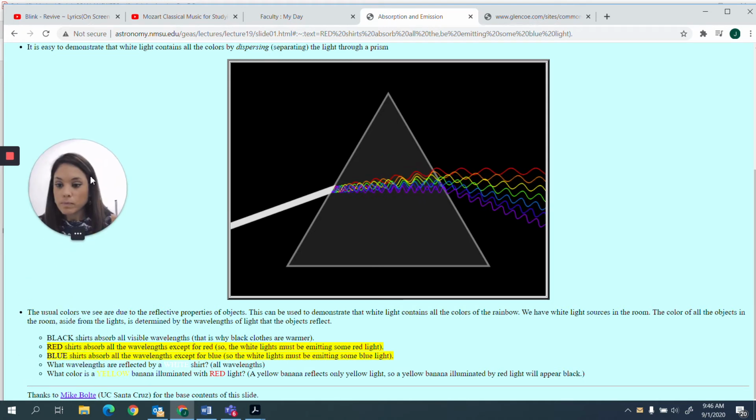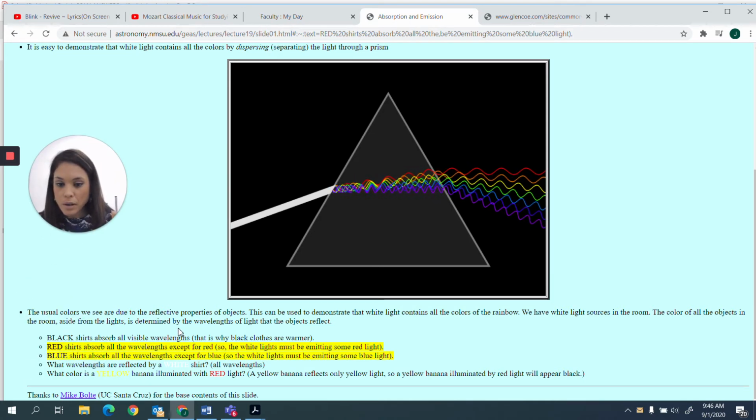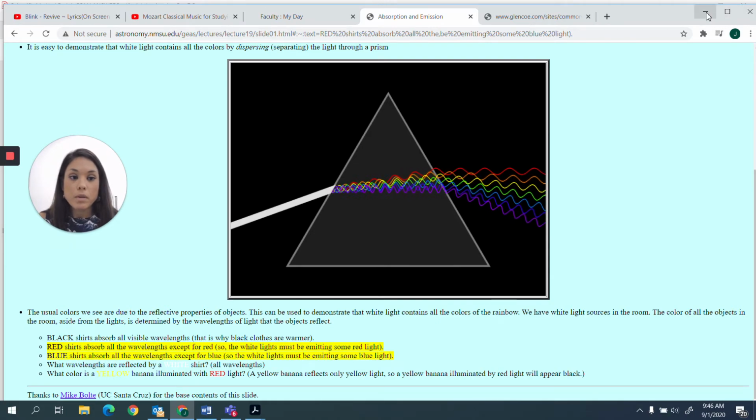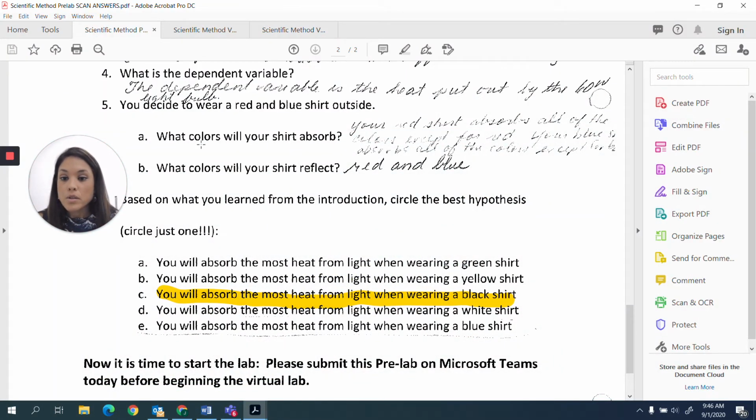Okay. Now, if you read down a little bit further, black shirts absorb all visible wavelengths. Red shirts absorb all of the wavelengths except for red. And blue shirts absorb all the wavelengths except for blue. Okay, let's go back to our question. What colors will your shirt absorb? Well, a red shirt is going to absorb all of the colors except for red. And a blue shirt is going to absorb all of the colors except for blue.